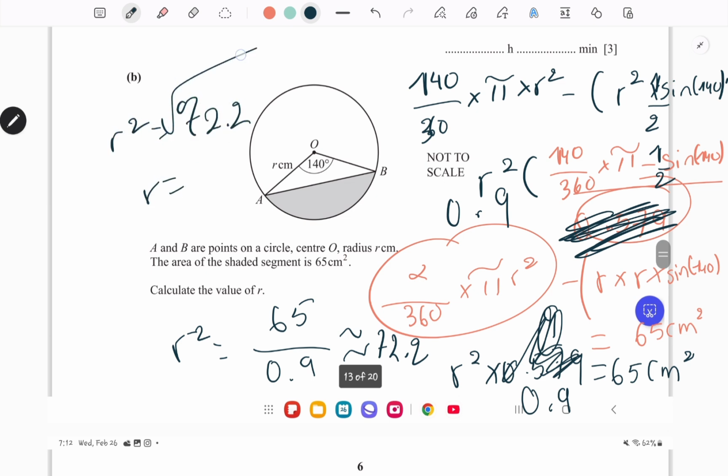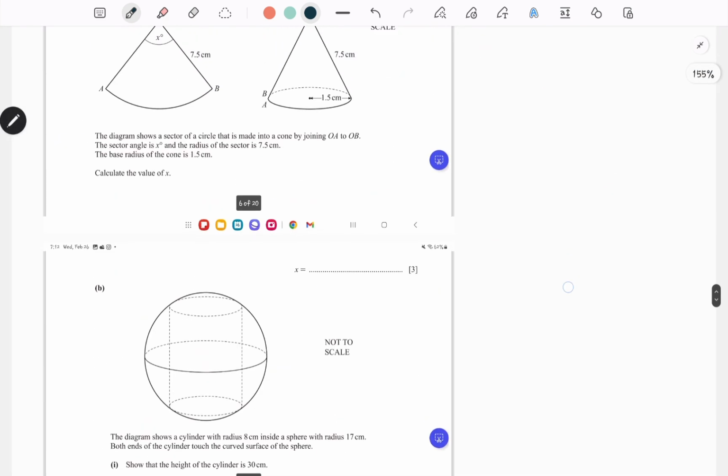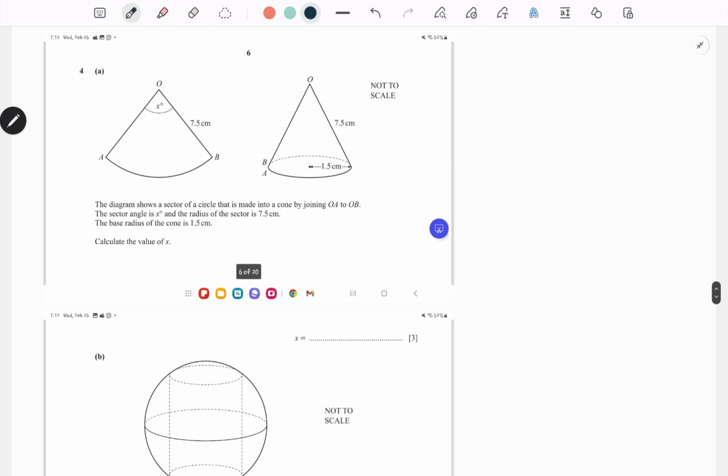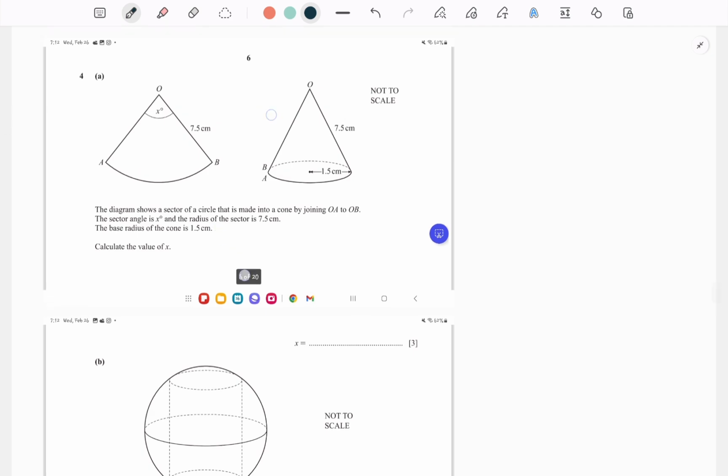So then r is equal to radical 72.2, which is approximately 8.5. So the radius r is 8.5 centimeters. We move on to question number 4. I feel like this question is never going to end, but it's okay.